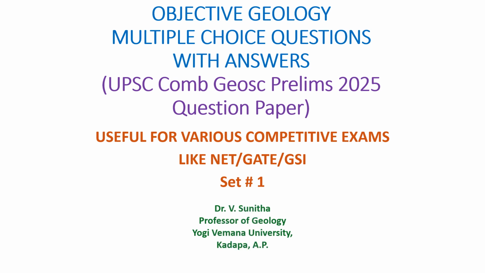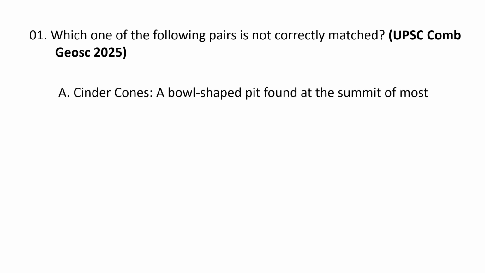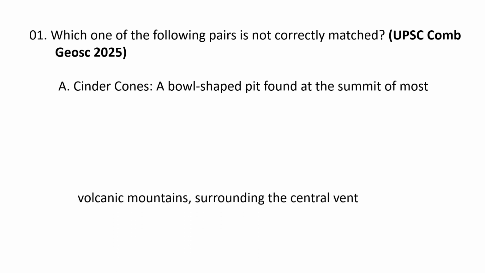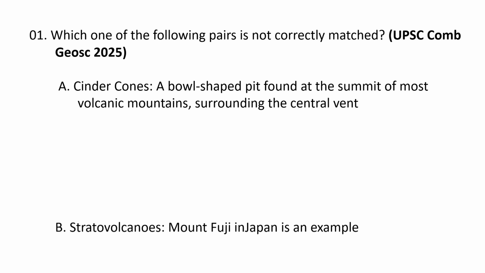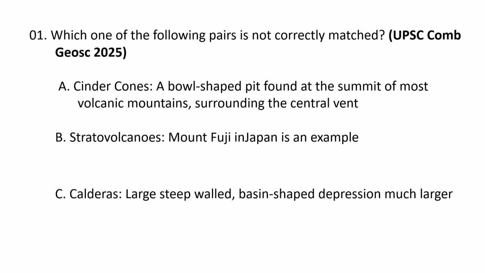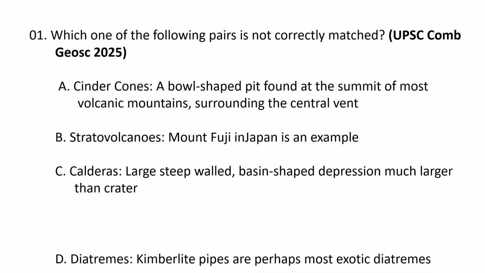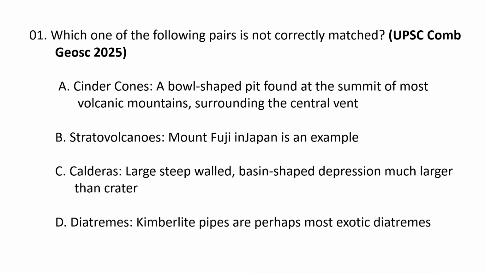Welcome to set 1. Coming to the first question. Which one of the following pairs is not correctly matched? A. Cinder cones. A bowl-shaped pit found at the summit of most volcanic mountains surrounding the central vent. B. Stratovolcanoes. Mount Fuji in Japan is an example for stratovolcanoes. C. Calderas. Large, steep-walled, basin-shaped depression much larger than the crater. D. Diatreme. Kimberlite pipes are perhaps most exotic diatremes. So from this, we have to choose which is not correctly matched.